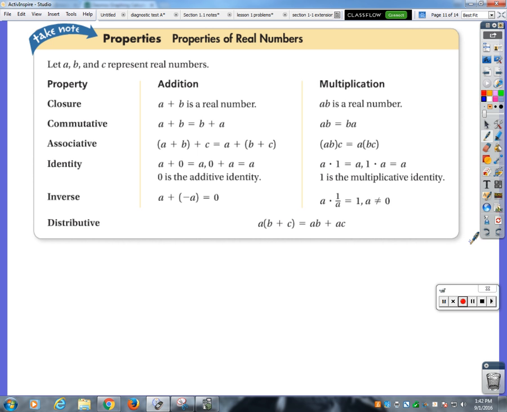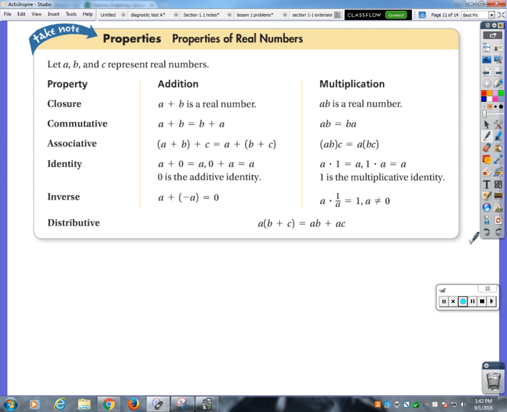Identity means you do a little thing to it and you end up with the identical answer. And then the inverse is a little different depending on whether you're doing addition or multiplication. In the addition world, you add them together and you get 0. In the multiplication world, you multiply them together and you get 1.